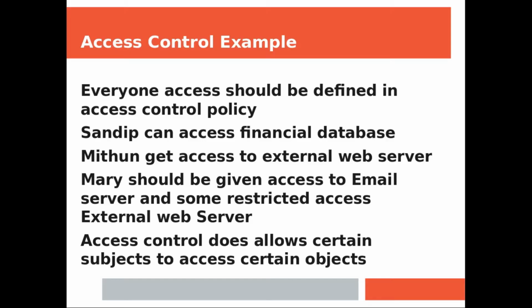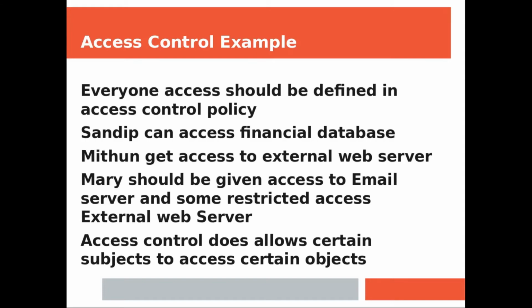Mary should be given access to the email server and some restricted access to the external web server because she is the chief executive officer, so she needs to send mails to different employees and managers for different purposes. Access control does allow certain subjects to access certain objects. Here Sandeep, Mithun, Mary are called subjects, and Mithun is accessing some files from the web server, that is called the object.